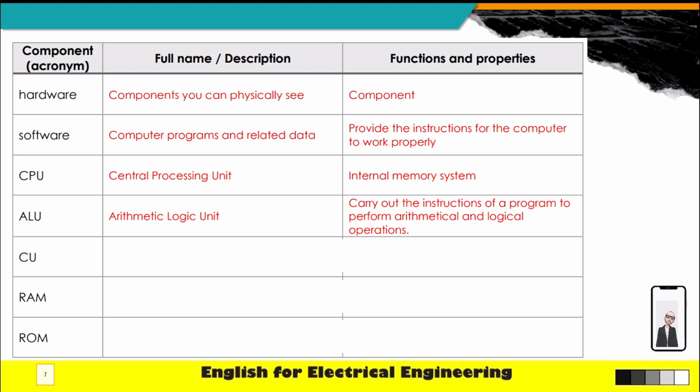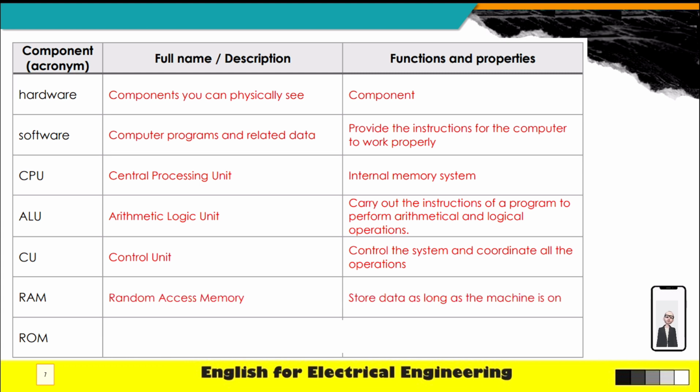Right, how can we make it a little bit shorter in case you don't want to write so much? If you want to keep it simple, just write perform arithmetical and logical operations. So only the second and third line. Control unit: control the system and coordinate the operations. Random access memory: store data as long as the machine is on. Store data with machine on is the way we could just shorten it a little bit.